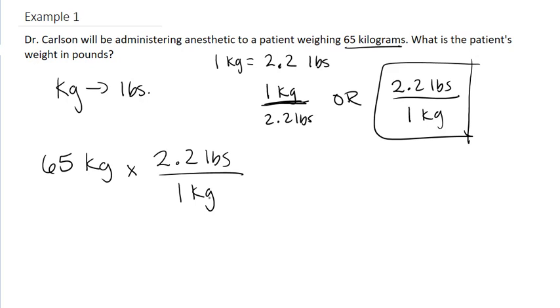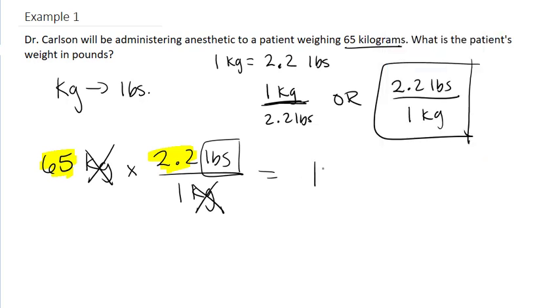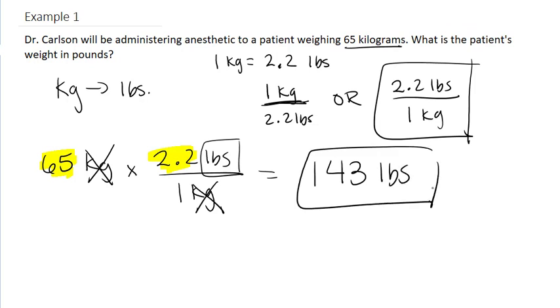When we multiply like this, we get rid of the kilograms and we're left with pounds on the top, which is exactly what we want. So all we need to do is multiply 65 times 2.2, and this is just over 1. We could divide by 1, but it will just be the same number. So 65 times 2.2 is equal to 143 pounds. So the patient weighs 143 pounds. Let's go ahead and look at another example.